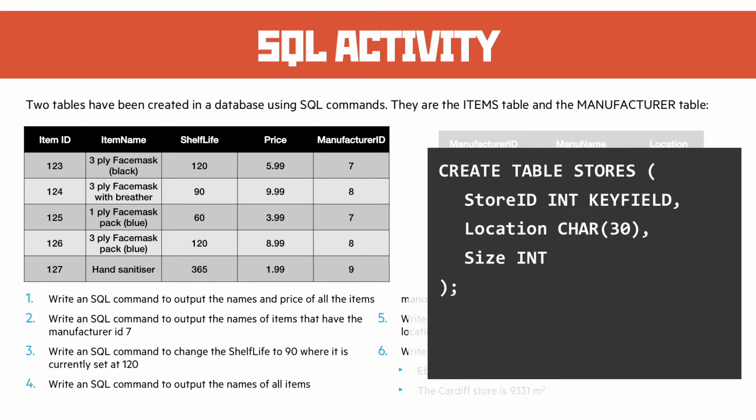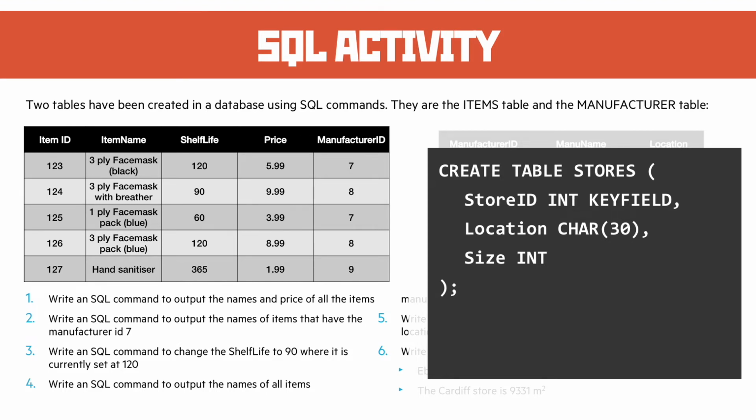And the next one's a size, and that's an integer. We don't need to give a number to that one because integers have standard sizes. You could, of course, have done this slightly differently. You could have done store ID int comma, and then the last argument could have been key field brackets store ID to illustrate it that way.